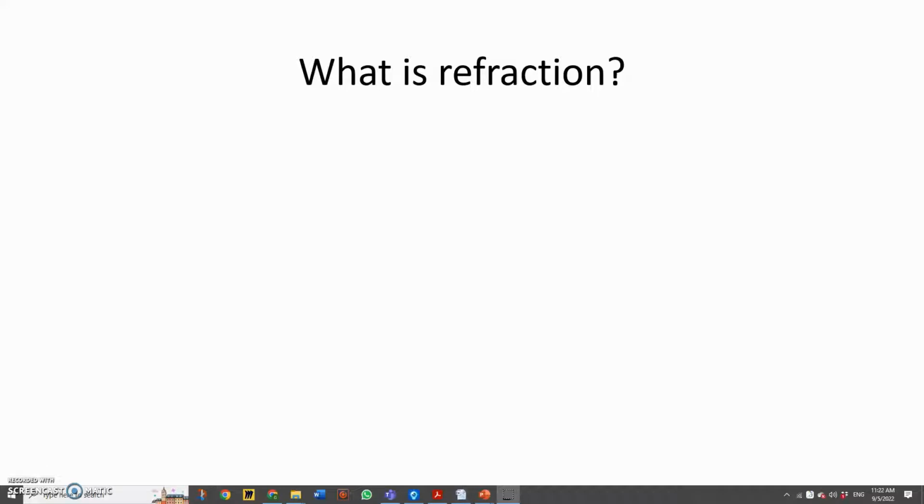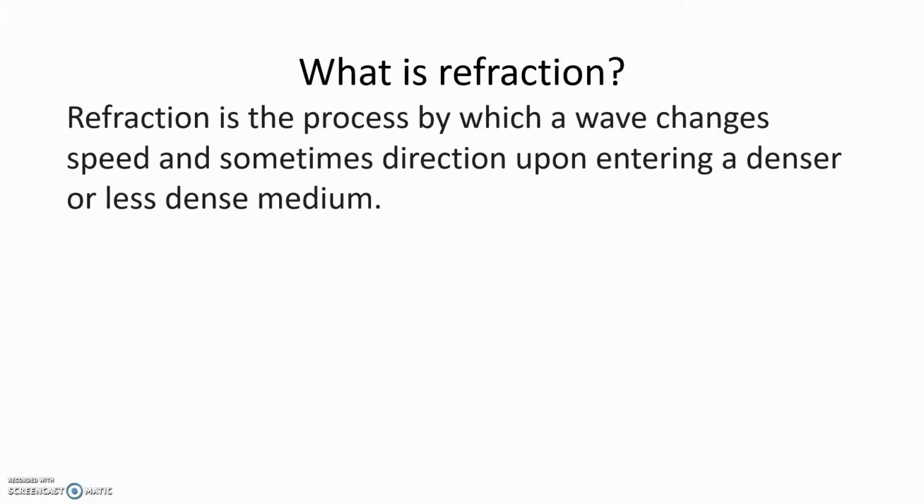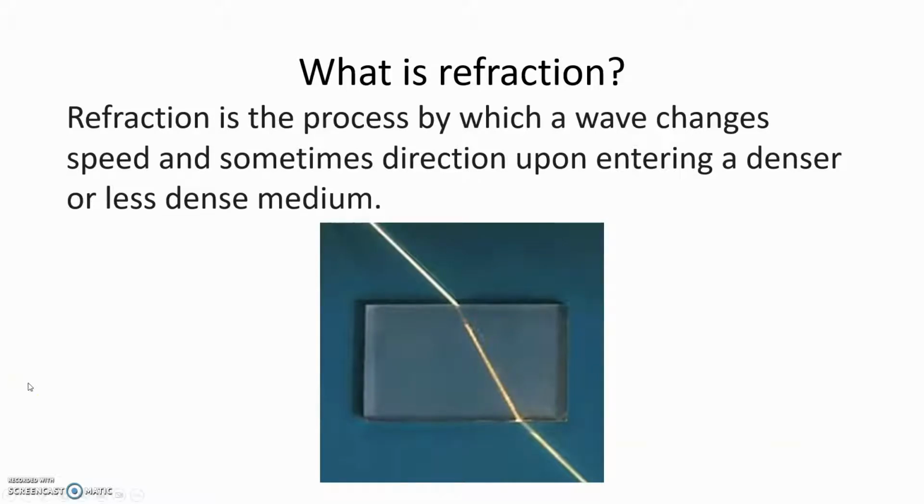Well, to explain it, we need to understand what is meant by refraction. Refraction is the process by which a wave changes speed and sometimes direction upon entering a denser or less dense medium. And in the diagram you can see a ray of light which has entered a glass block, and it's changed direction, and then it emerges from the glass block and changes direction again as it enters the air on the other side of the block.